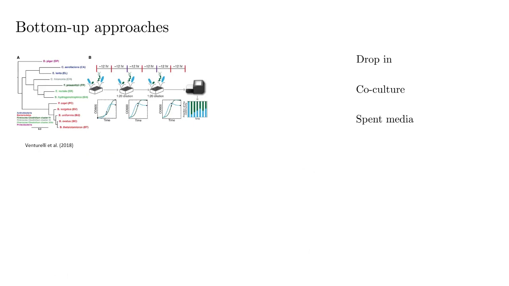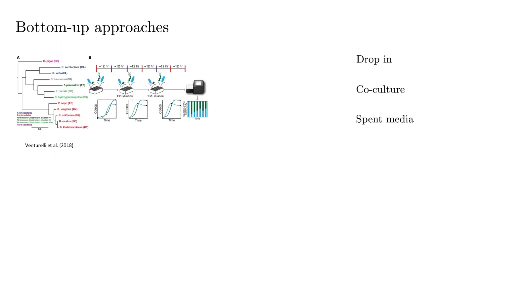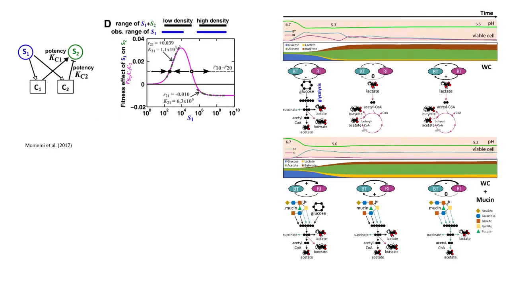The other one is these bottom-up approaches. One idea is you have a community and you drop in a species and fit a model, then you drop in another species and fit a model. Or you could cultivate the microbes and try to fit a model by seeing how much one affects the density or the growth rate of the other one. You could also grow them on spent media. So these would be the bottom-up approaches. People have been doing this for some time, and what we generally find is that it's usually not a very consistent result.